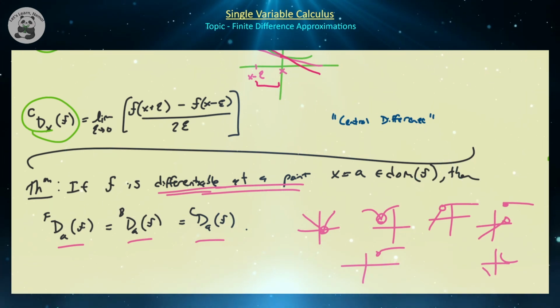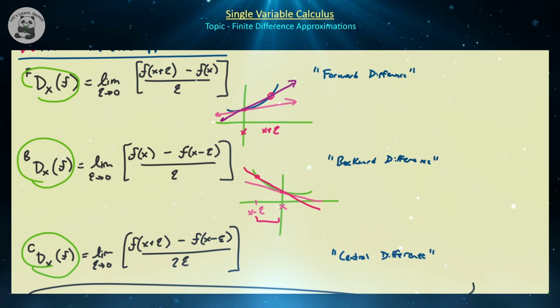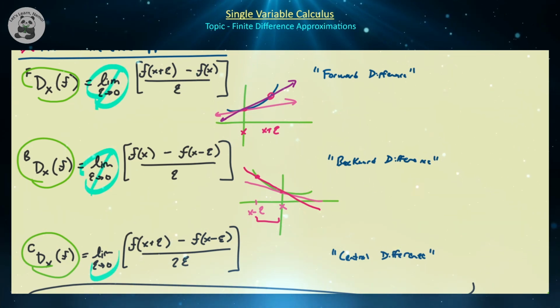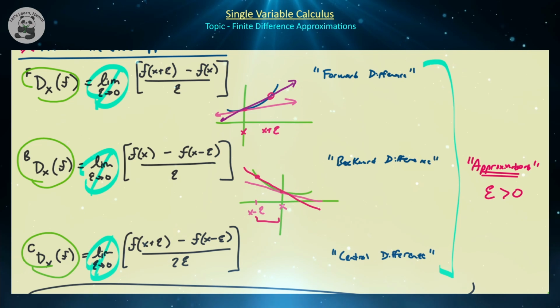Now, one can say, well, okay, those are just different rules for finding the derivatives. What does that have to do with approximations? Typically, we cannot take the limit as epsilon goes to 0 in practice. So what we do is we remove these limits, and now what we have are forward, backward, and central difference approximations, where the accuracy of those approximations is dictated by how small epsilon is chosen to be. Typically epsilon is a positive number, but arbitrarily small.